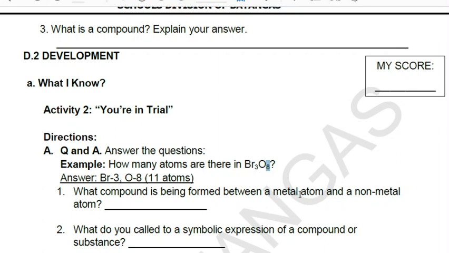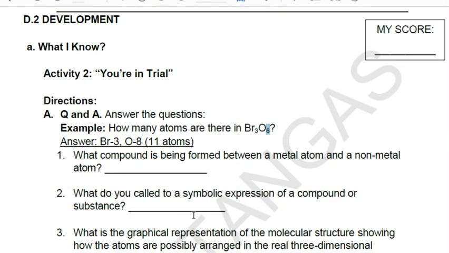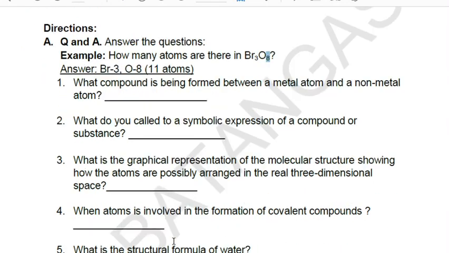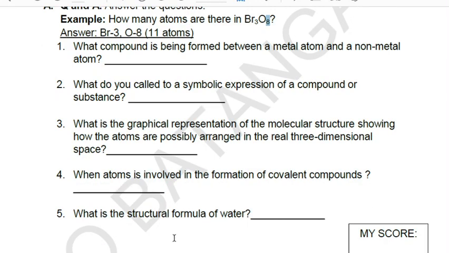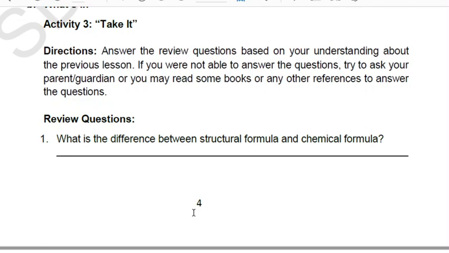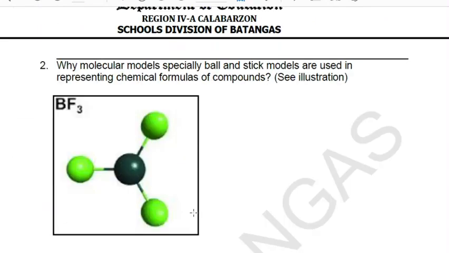So what compound is formed between a metal atom and a non-metal atom? The answer is an ionic compound. What is the symbolic expression of a compound or substance? That's a formula. These are just questions that you can answer by reading the background information. Also, in activity number 3, read the background information to answer the questions.